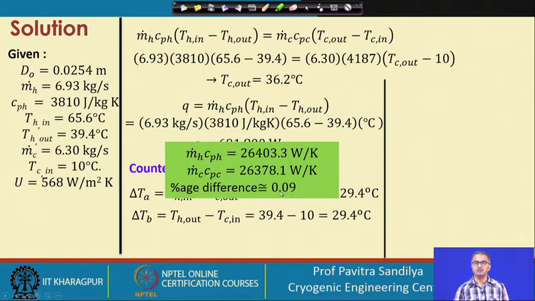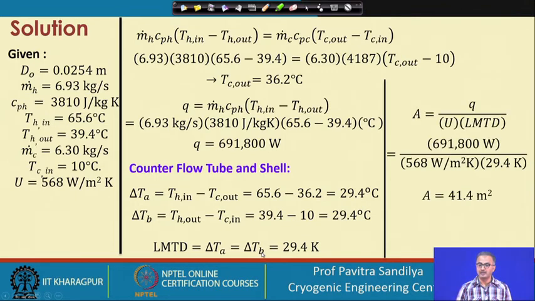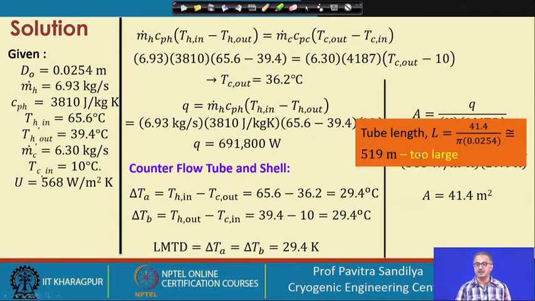So they can be taken to be almost the same, because we find the delta T are remaining constant at the two ends of the counter flow, and that is what is also expected ideally. So this is the value of the LMTD, and now we find the surface area required as 41.4 meter square. This surface area gives a tube length of 519 meter.